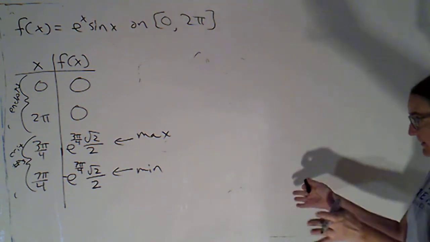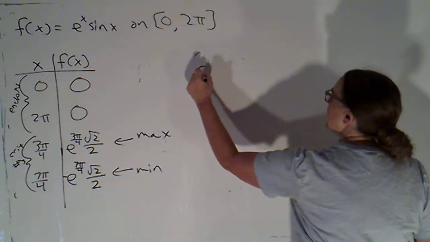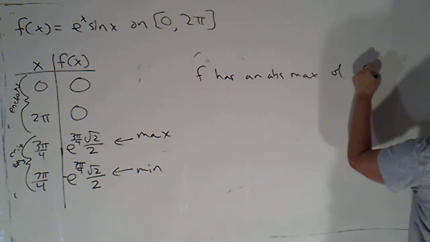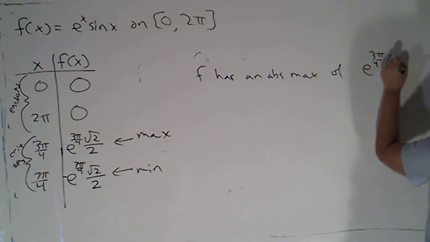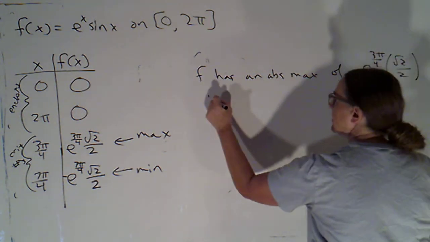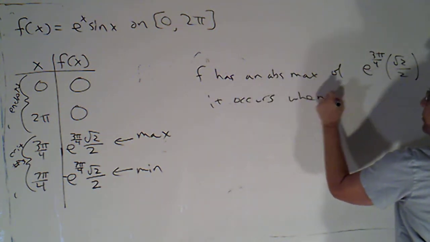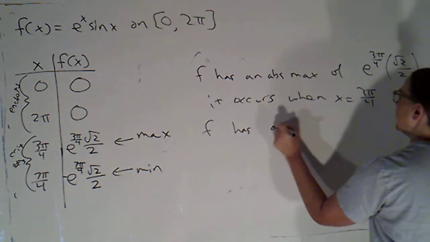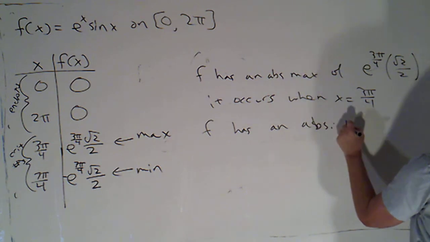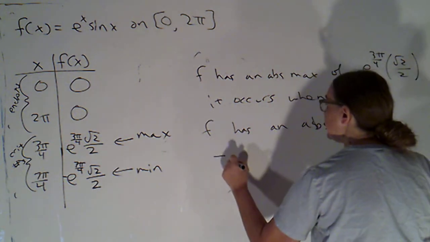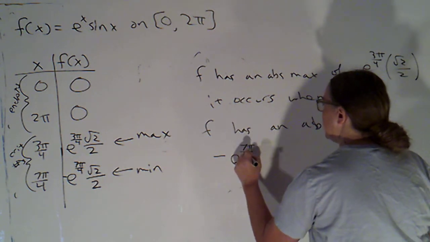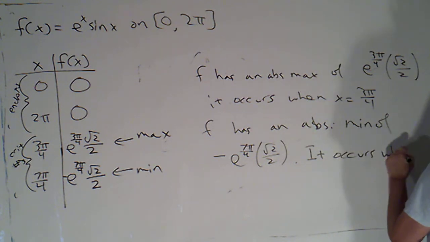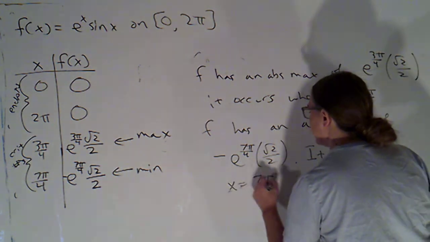And again, I'm going to clearly distinguish between the value and the location. So f has an absolute max of e to the 3 pi over 4 times root 2 over 2. It occurs when x equals 3 pi over 4. And f has an absolute min of negative e to the 7 pi over 4 times root 2 over 2, and it occurs when x equals 7 pi over 4.